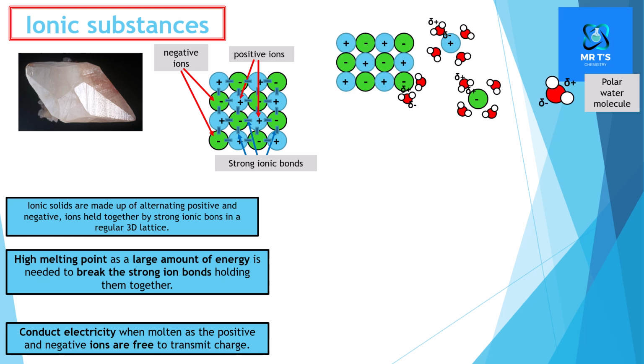Okay, dissolving in water. This picture that you see here is quite an important picture. In the last couple of years, they've expected you to be able to draw a diagram to show how ions dissolve in water, which means you need to show how the oxygen of a water molecule will be attracted to the positive cation, and the hydrogen side of a water molecule would be attracted to the negative anion.